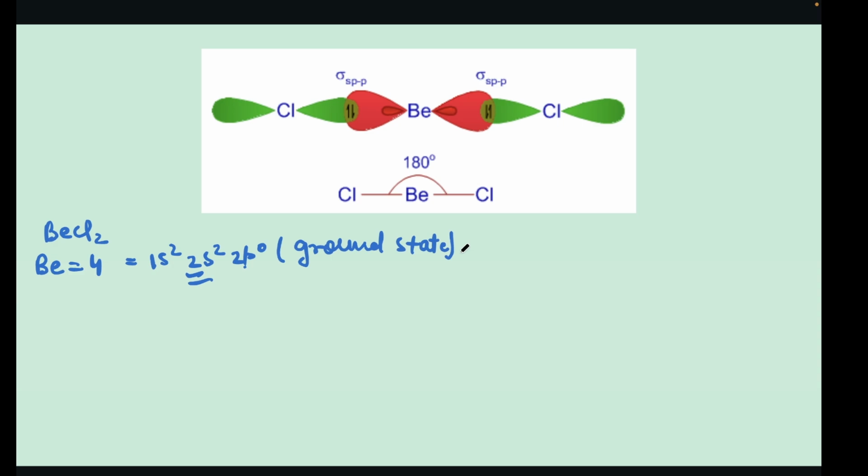Because it has no unpaired electron, it cannot form a bond with chlorine. So excitation occurs, and in the excited state of beryllium, one electron from 2s shifts to 2p orbital. So in the excited state, the electronic configuration is 1s2, 2s1 and 2p1.